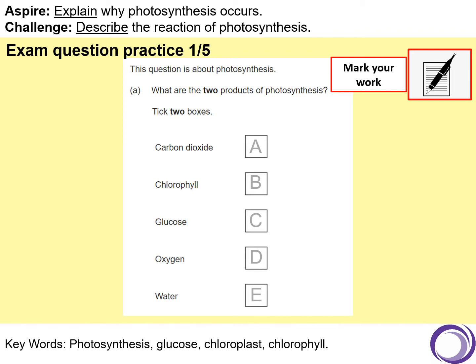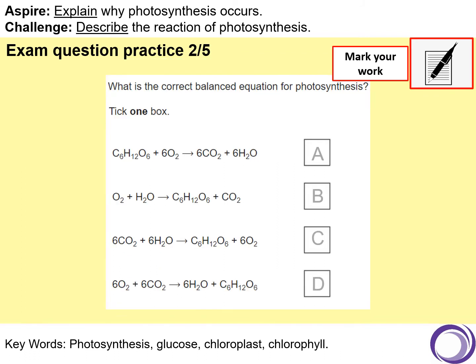Okay, so hopefully you've got glucose and oxygen are the two products of photosynthesis. Next question. What is the correct balanced equation for photosynthesis? So I want you to have a look through all of those. Remember what I said to you earlier about the devil's number. And I want you to write me down whether it's A, B, C, or D. So I'm going to give you 15 seconds again. Off you go.